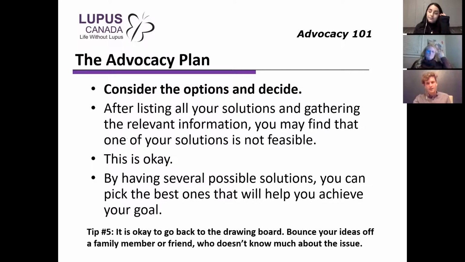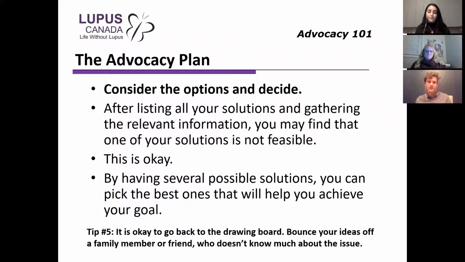So we've gone through and come up with some solutions we think could work, some that we're not too thrilled about, but we've got a list. We've looked at some research to see what some potential questions are that people ask. Now we're going to go through and decide. So you've listed your solutions, you've gathered your research, you've decided some of these aren't feasible. I don't think it should be up to me to continue to have to use my personal days or vacation days when I'm feeling ill. There should be another option. So perhaps you take that one off the table. Perhaps you don't feel that you should be taking a taxi or an Uber or Lyft to work when you have public transit that works. So perhaps you take that one off the table as well. By having several possible solutions, though, you can pick the best ones and hopefully achieve your goal.